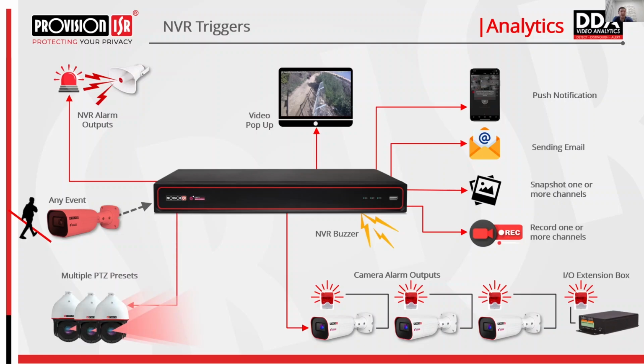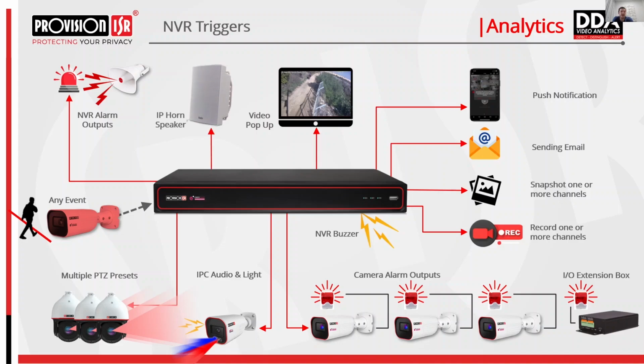If you have PTZs, you can request your PTZs to move to specific presets. And if you have our active deterrence cameras with the built-in strobe light and speaker, you could request the audio to play on the speaker and the light to strobe as well as part of a reaction to any event.